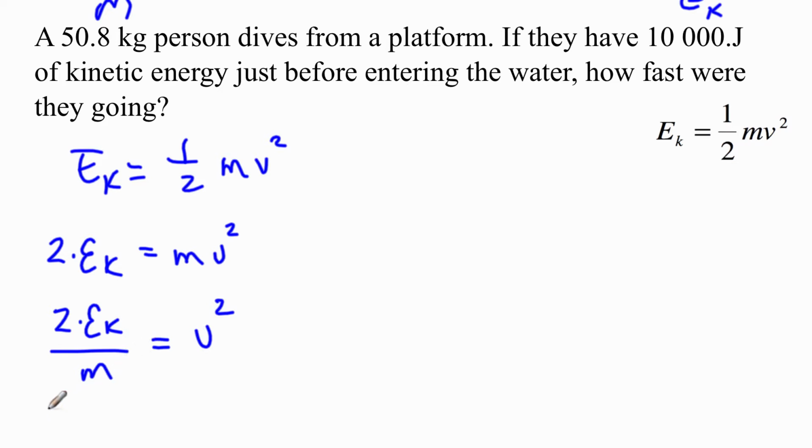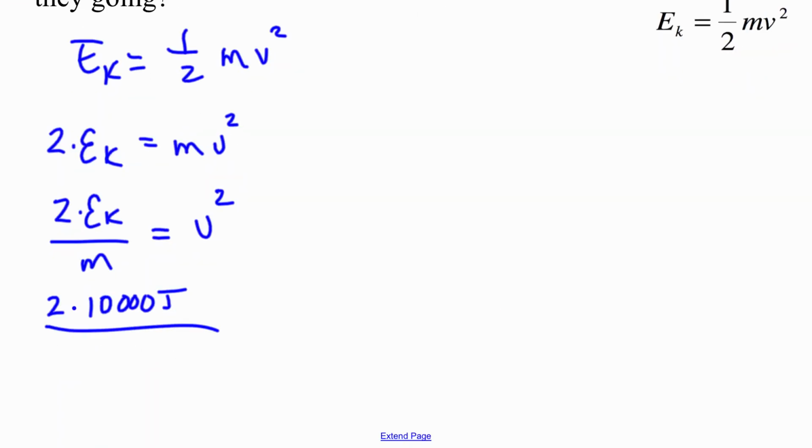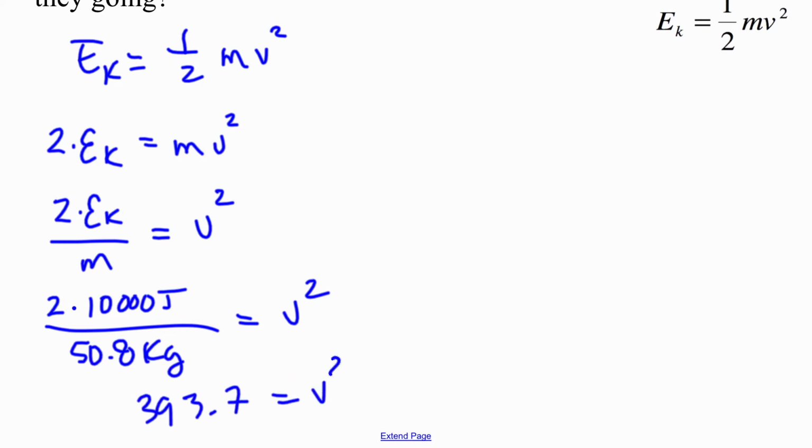Okay, so 2 times kinetic energy, they say 10,000. Notice it's in joules, so that's good, that's what we're wanting. Divided by the mass, the person, how much they weigh? 50.8 kilograms is equal to velocity squared. Let's multiply that out, so it would be 2 times 10,000 divided by 50.8 equals 393.7. 393.7 is equal to velocity squared.